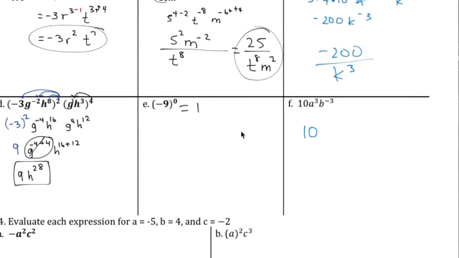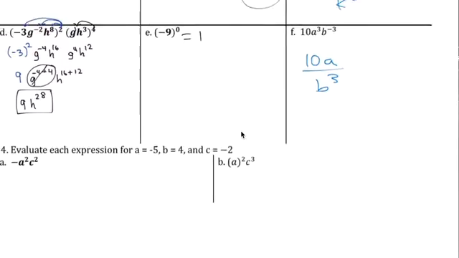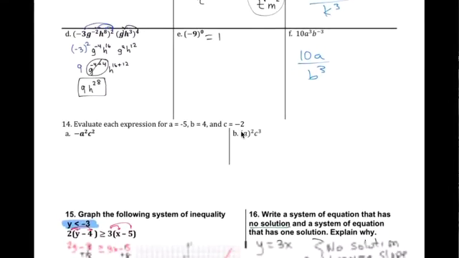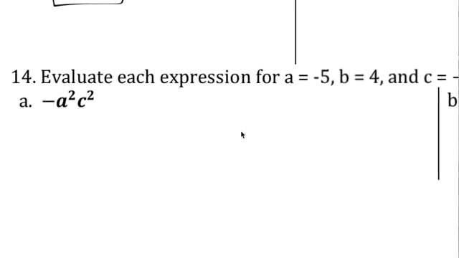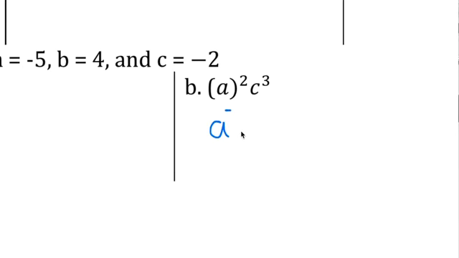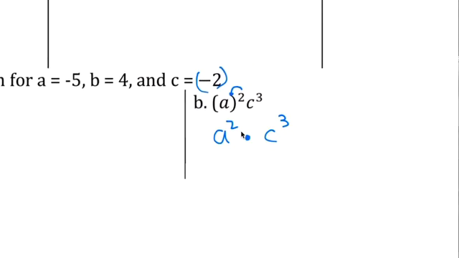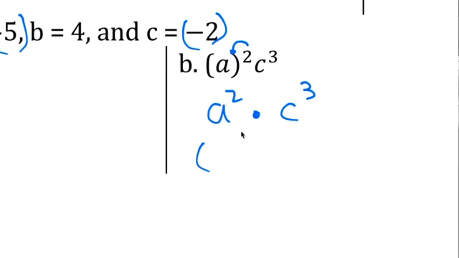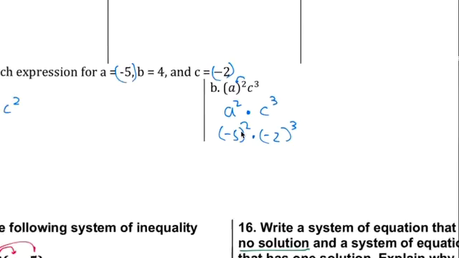You guys can simplify this. This is 10a and b to the third. I'm just going to leave it, to write it out. Negative 1 times a squared times c squared. Then put the numbers in, okay? Same. This is a squared times c to the third. Now this is a negative number, so don't make a 1 there. This is a negative number, so this is a negative 5 squared. Okay, and then do the exponent first, then multiply the answers.